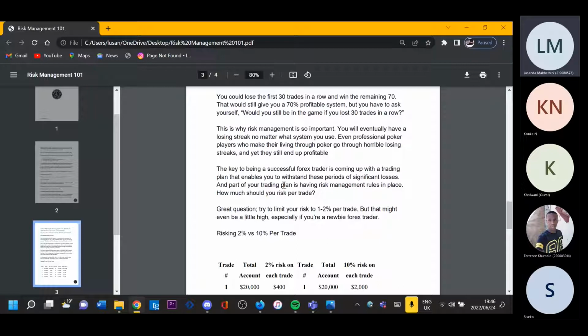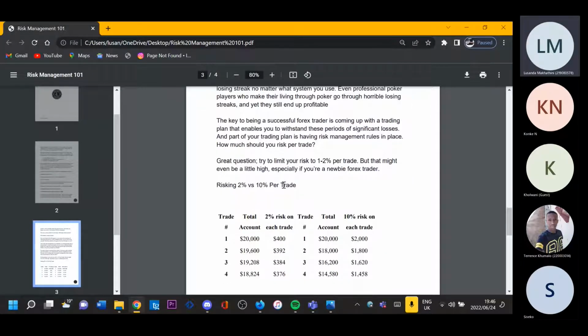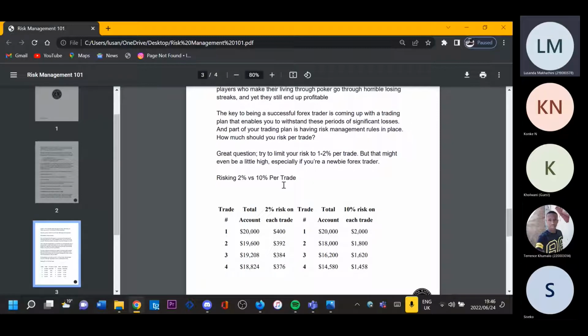And part of your trading plan is having risk management rules in place for how much you actually risk per trade. So try to limit your risk to 1 to 2% per trade, but that might even be a little high for beginner traders, because beginner traders don't have limits on how many trades they take a day. They just think, okay, I'm gonna take probably 10 trades a day, but that's not the case.